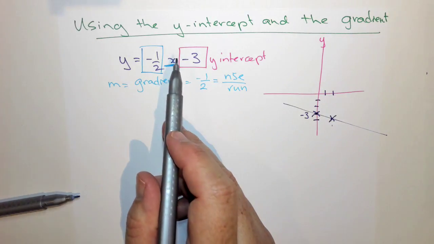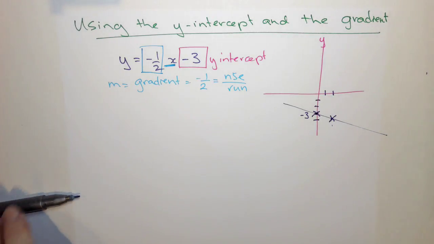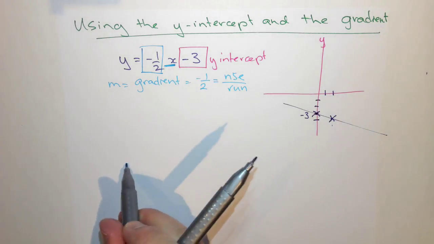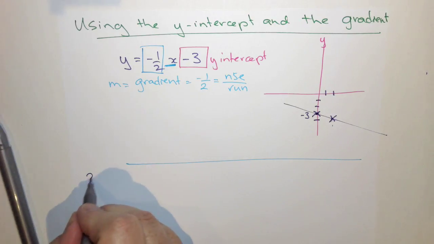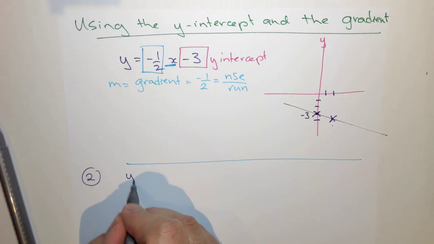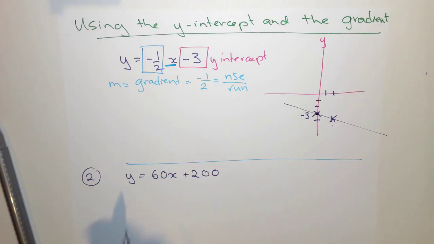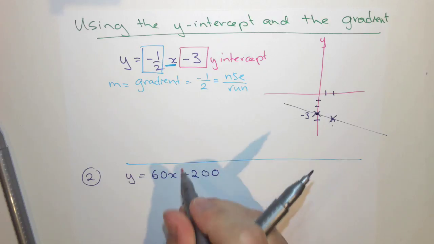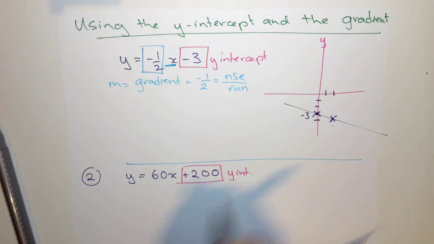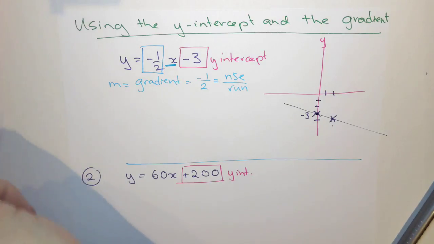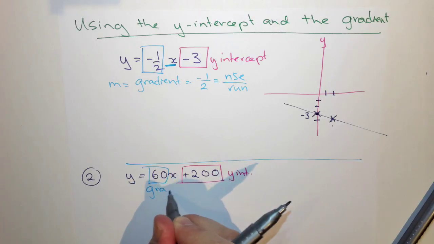So your gradient is always your rise over run. Your y-intercept is the number by itself. Let's then have a look at a second example. Okay, example number 2. What if I have the equation y = 60x + 200? Same thing. The number by itself, that is where it's going to cut your y-axis. So that's your y-intercept. And the number in front of x is your gradient.